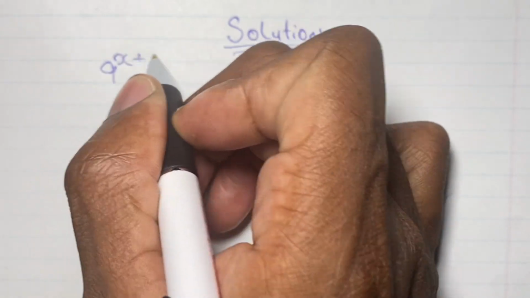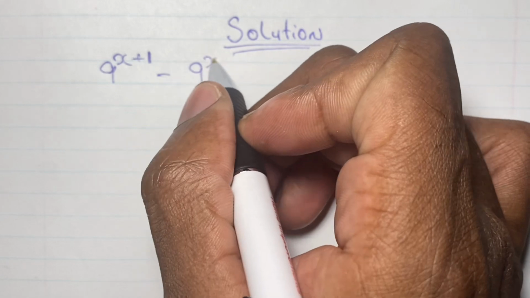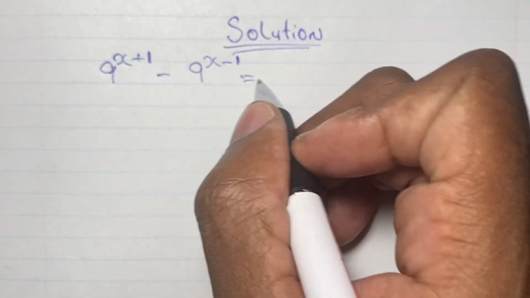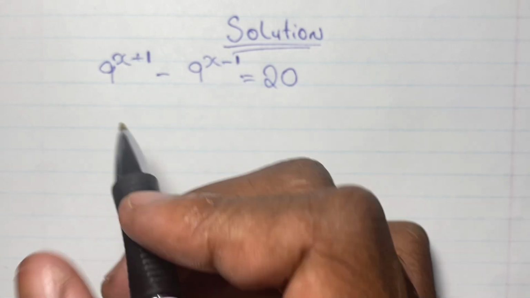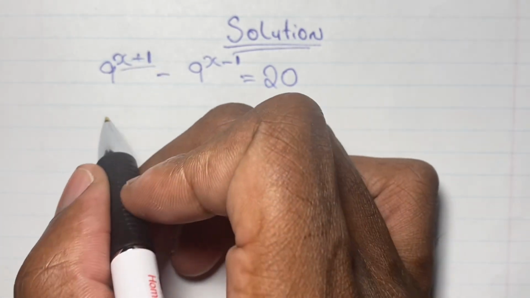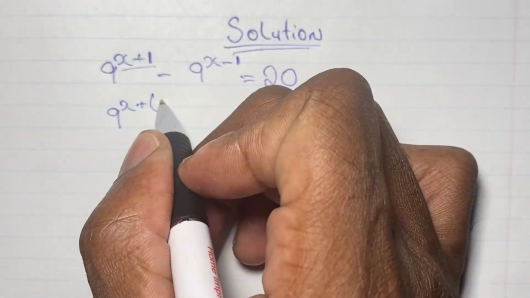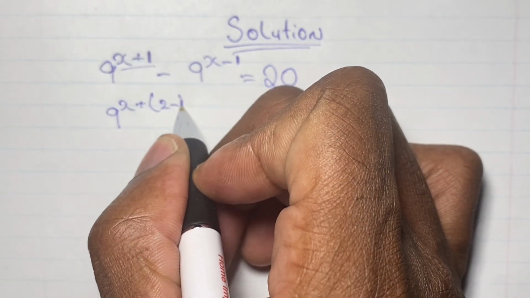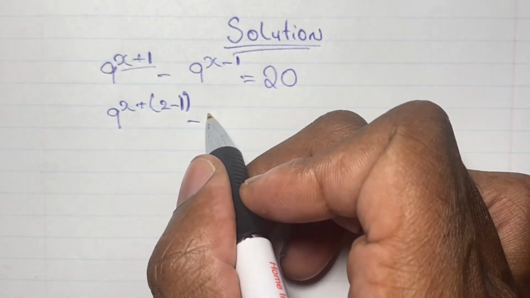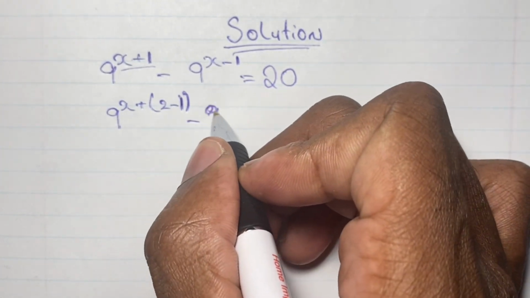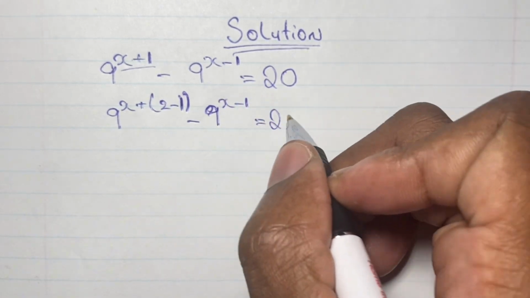So our equation is that we have 9 to the power of x plus 1 minus 9 to the power of x minus 1 is equal to 20, and we are going to find the value of x. Now to start solving x, we can do a little simplification where we have the exponents x plus 1, and x plus 1 can be simplified as x plus in bracket 2 minus 1, and then we rewrite 9 to the power of x minus 1, and that's all equal to 20.